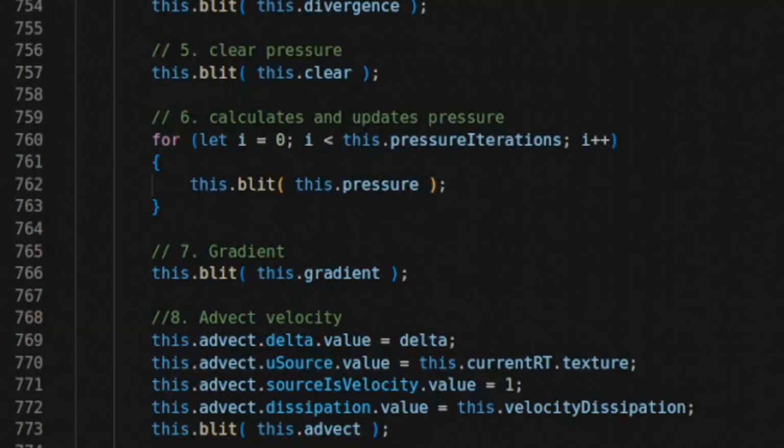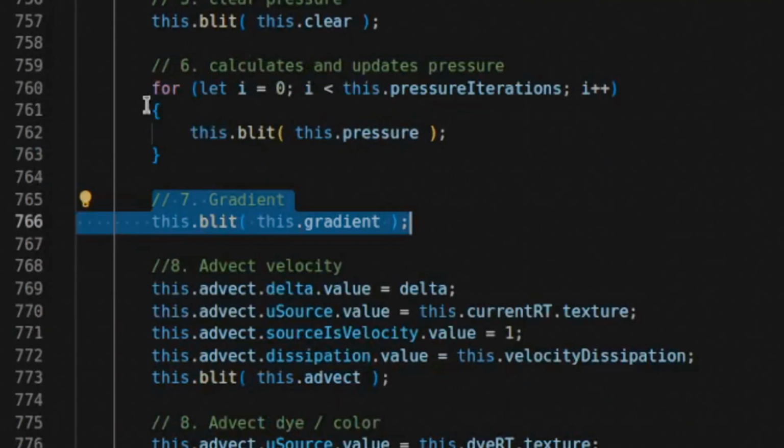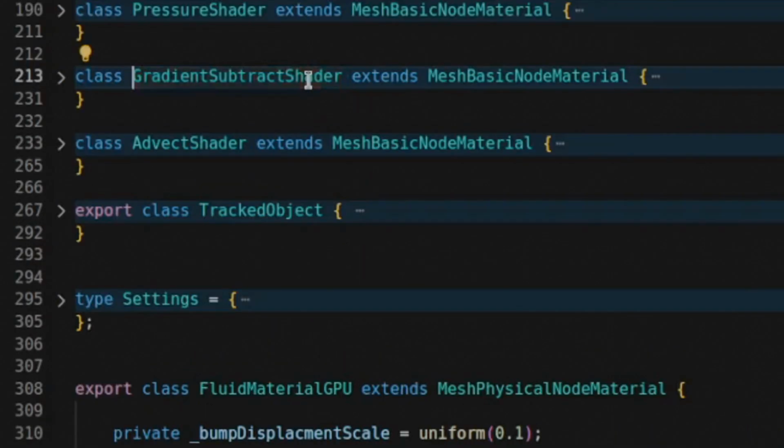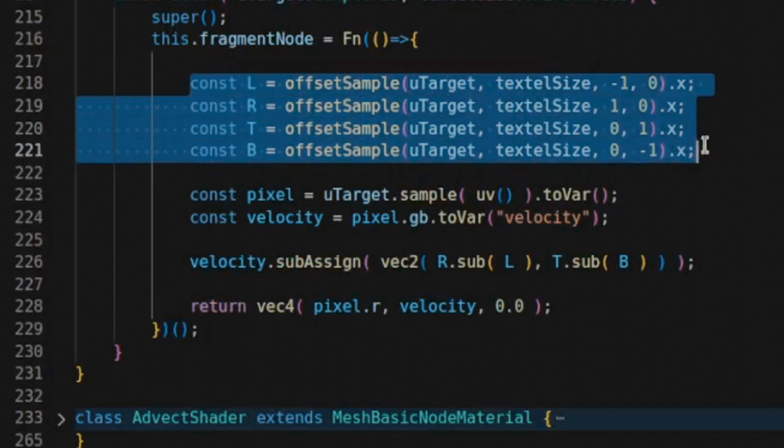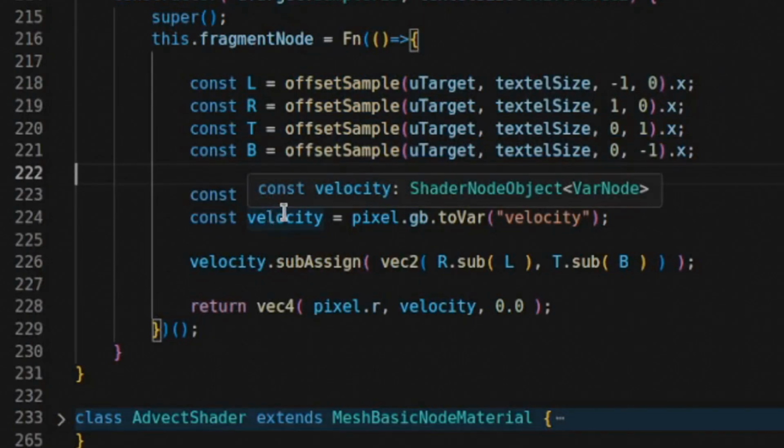A bit of a mouthful, but its job is vital. It takes the pressure field calculated by the pressure shader and computes the pressure gradient. The gradient is basically a vector field pointing in the direction of the steepest increase in pressure, and its length tells you how steep that increase is. Okay. Then it subtracts this pressure gradient vector from the current velocity vector at each point.